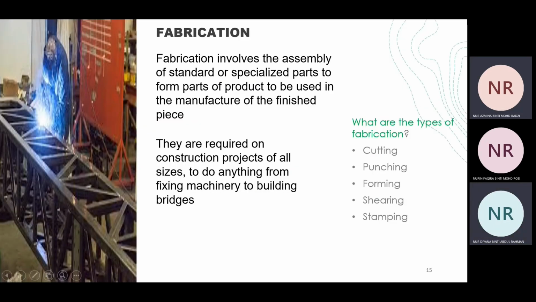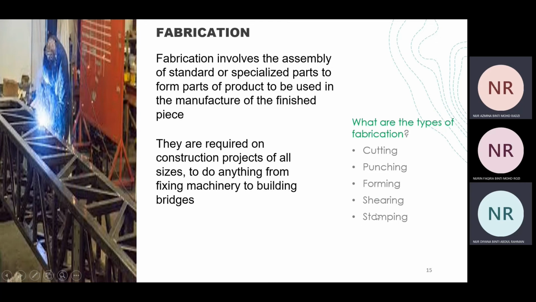So next is the fabrication. Fabrication involves the assembly of standard or specialized parts to form part of a product to be used in the manufacture of the finished pieces. They are required on construction projects of all sizes, to do anything from fixing machinery to building bridges. So what are the types of fabrication? First, cutting, punching, forming, shearing and stamping.